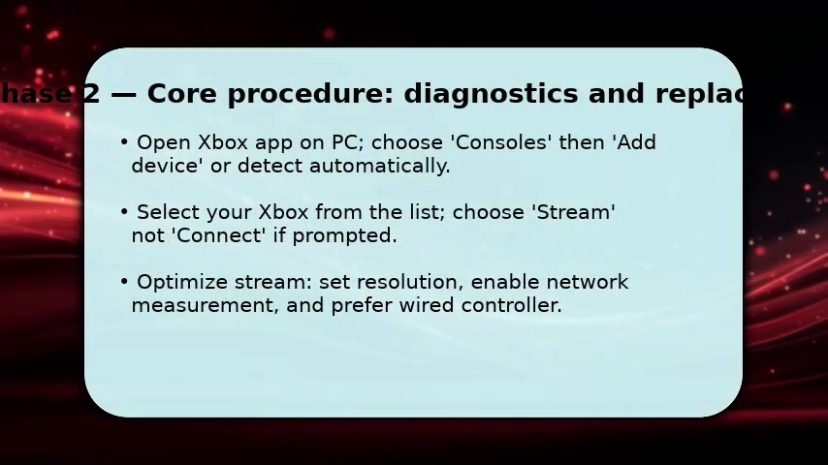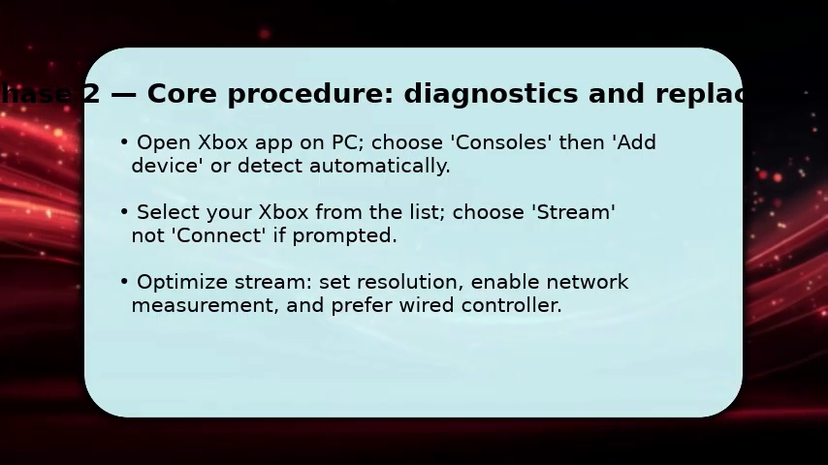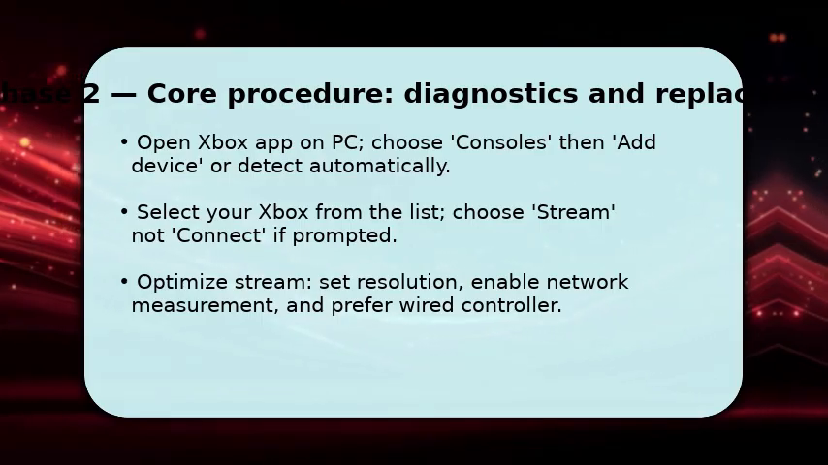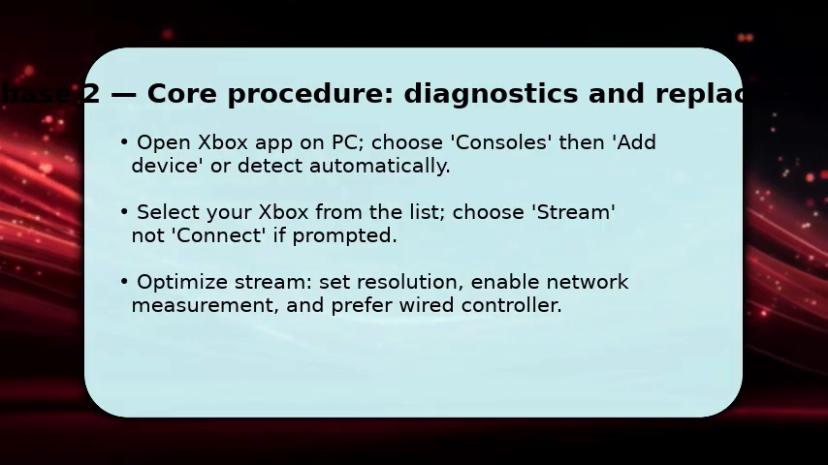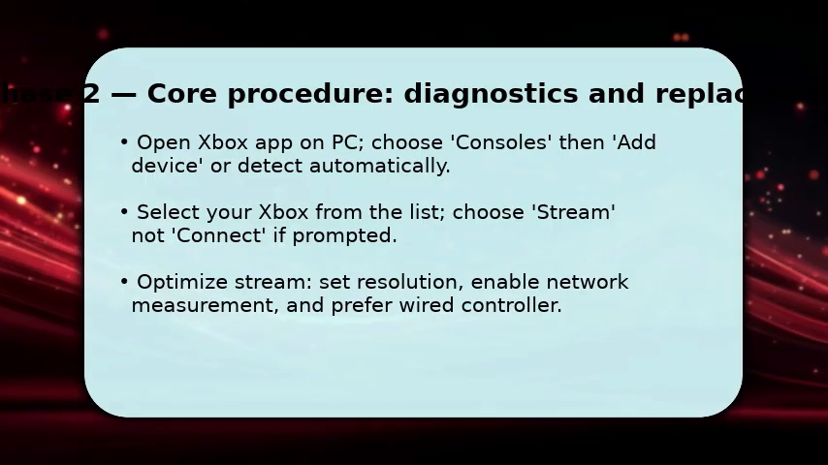Next, open the Xbox app on your PC and go to the Consoles section. The app will detect your Xbox automatically or let you add its local IP. Once found, select the console and choose Stream. This starts a real-time video feed from the Xbox to your PC.